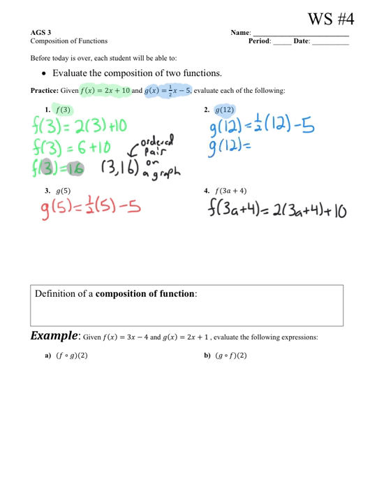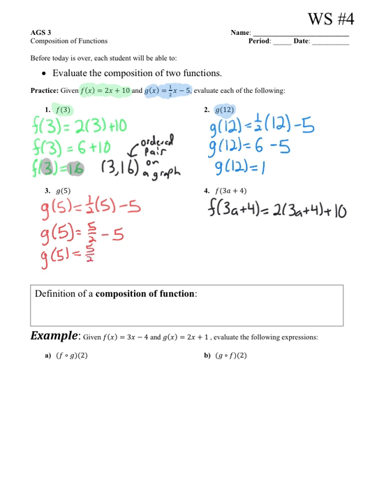G of 12, 1/2 of 12 is 6, and then 6 minus 5 is 1. G of 5, the third one, 1/2 of 5. This one gets a little trickier. It's going to be 5 halves, so I have 5 halves minus 5.